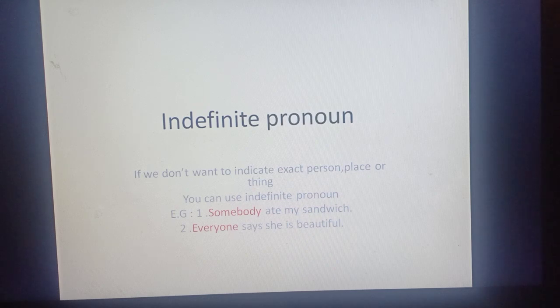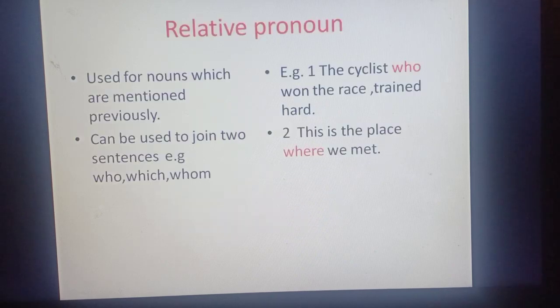Second type, indefinite pronoun. If we don't want to indicate the exact person or a place or a thing, we use a pronoun which is indefinite pronoun. So we are suspicious and we are not confirmed about what is or what has exactly happened. Example, somebody ate my sandwich. I knew somebody ate, but whom I don't know. So somebody is an indefinite pronoun. Second, everyone says she is beautiful, but who? Everyone. So it's an indefinite pronoun.